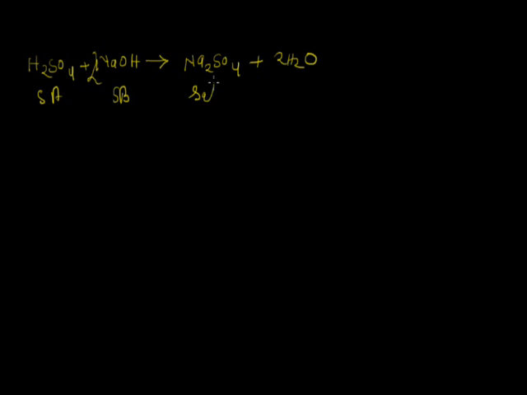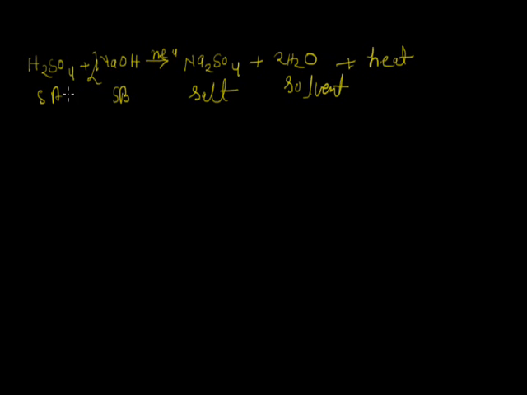For example, we have taken a strong acid, H2SO4, and a strong base, sodium hydroxide. Strong acid and strong base. After the reaction, the products formed are sodium sulfate, Na2SO4, plus H2O. In this reaction, sodium sulfate is a salt and H2O is a solvent. This reaction is termed a neutralization reaction, and it is performed by the evolution of heat.